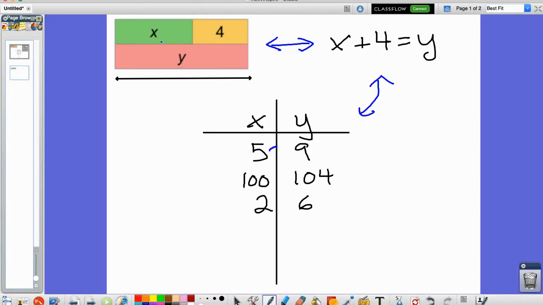Well, look at this. Hey, I add 4 to this x, and I get y. I add 4 to this x, and I'm getting y. And I'm also adding 4 to this x, excuse my writing, and I get the y. So yeah, it is x plus 4 equals y, okay?